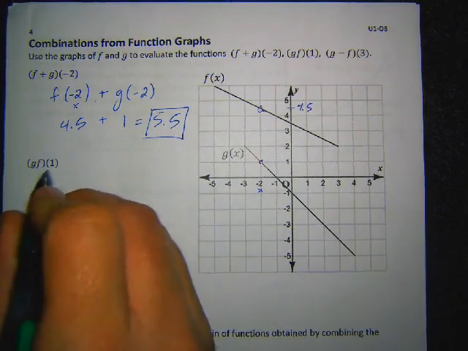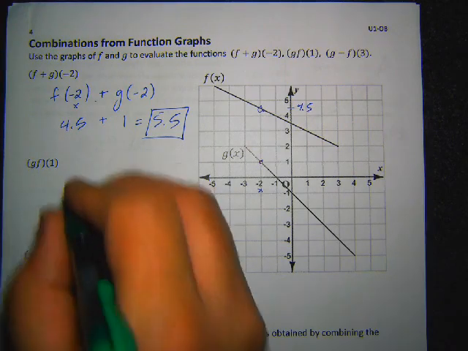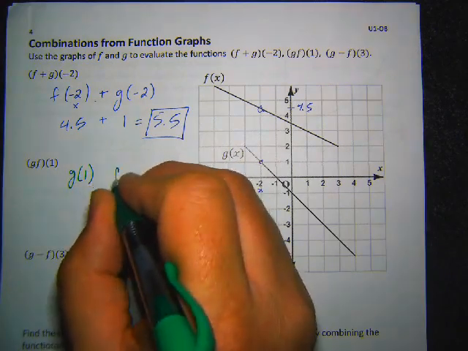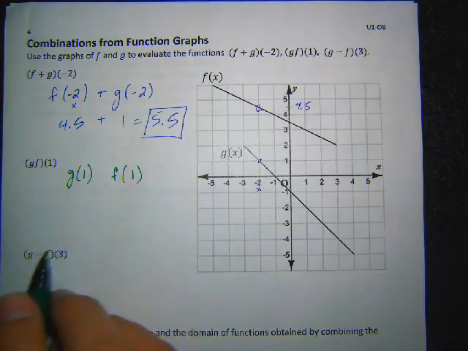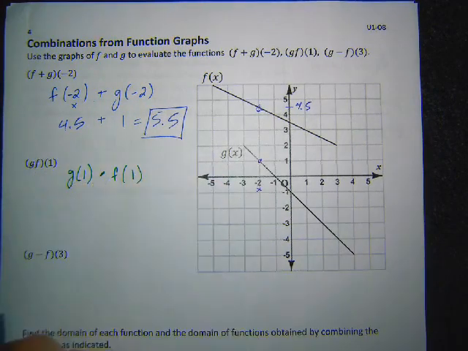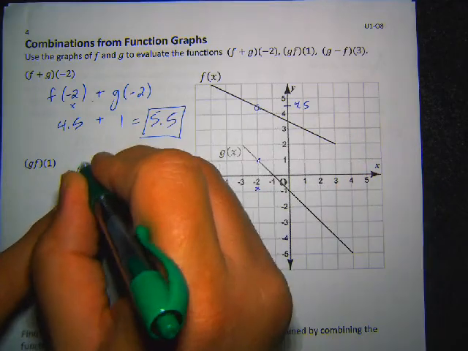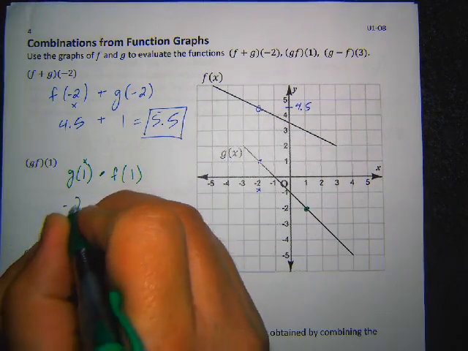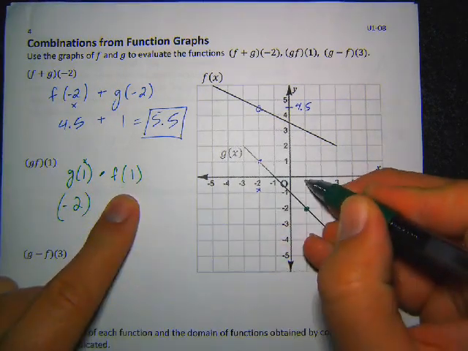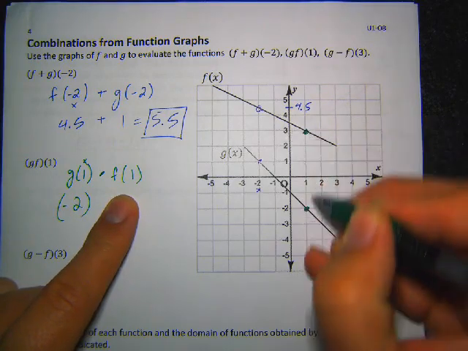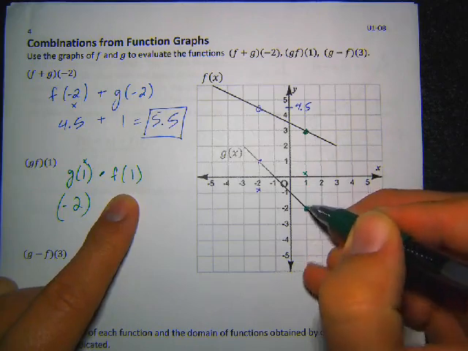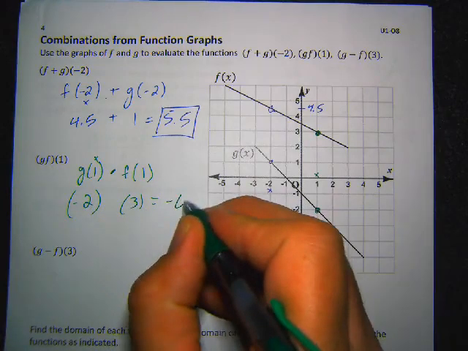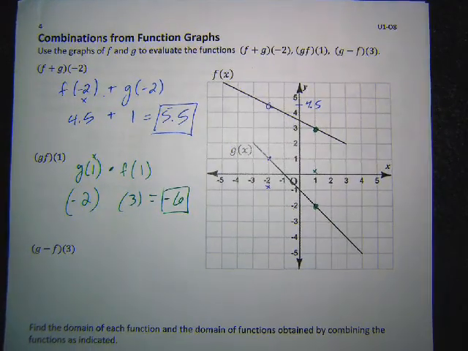Try the next one. I want to do g and f multiplied, right? When you have g next to f, it's multiplied. So I'm going to do g of 1 and then I'm going to do f of 1. I'm putting 1 into both of them, and then we're going to multiply afterwards. So I do g of 1, so x is 1. Go over to 1, and the g function is right here. So it's negative 2. So this one gives me negative 2. Then f of 1 is right here, and that's 3. So I got 3 and negative 2, and we multiply those. Negative 2 times 3 gives me negative 6.